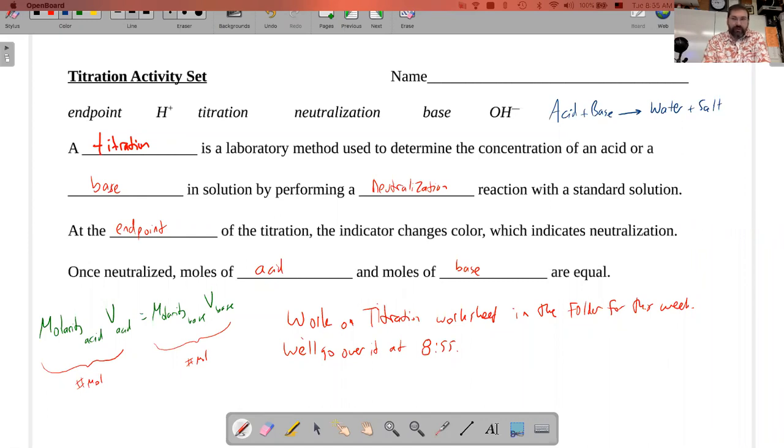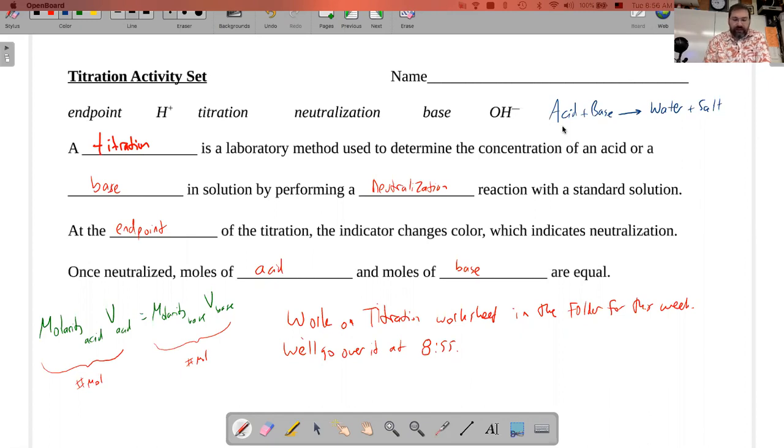At the end point of the titration, that's whenever the concentration of acid and concentration of the base end up giving you the same number of moles of acid and base so that you completely neutralize the acid with the base or the base with the acid. Once it's neutralized, the moles of acid and moles of base are equal.